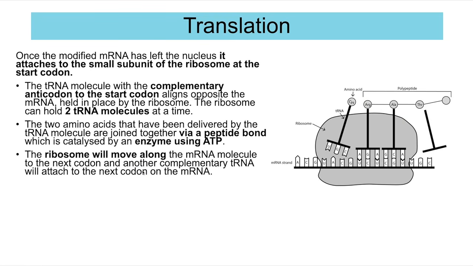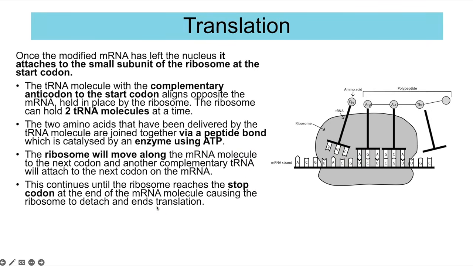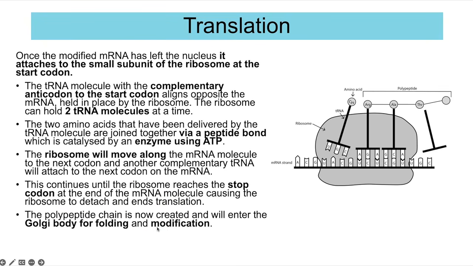The tRNA is then released, and the ribosome will move along the mRNA molecule to the next codon, and that process happens again. So the next tRNA molecule can then align opposite its complementary codon, bringing a specific amino acid. This process continues until the ribosome reaches the stop codon at the end of the mRNA molecule, and that is what causes the ribosome to detach and therefore ends translation. That then results in your finished polypeptide chain, which can then enter the Golgi body for further folding or modification, such as maybe adding a carbohydrate to it.